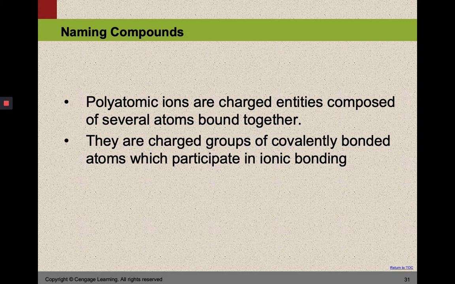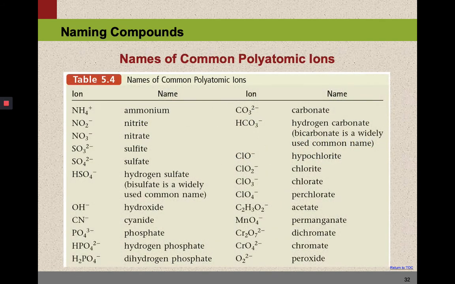Polyatomic ions are charged entities composed of several atoms bound together. They are covalently bonded, and those charged entities as a whole usually participate in covalent bonding. Here are a few of those polyatomic ions. You have the nitrate and nitrite ions, the sulfate and the sulfite.